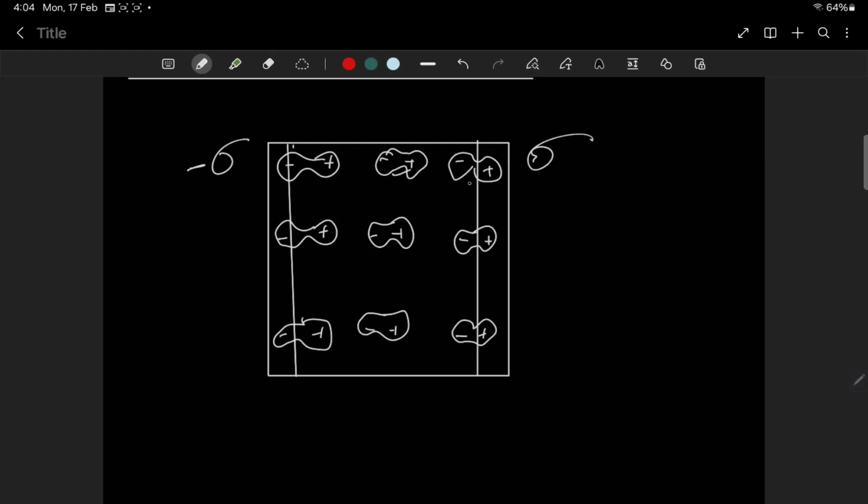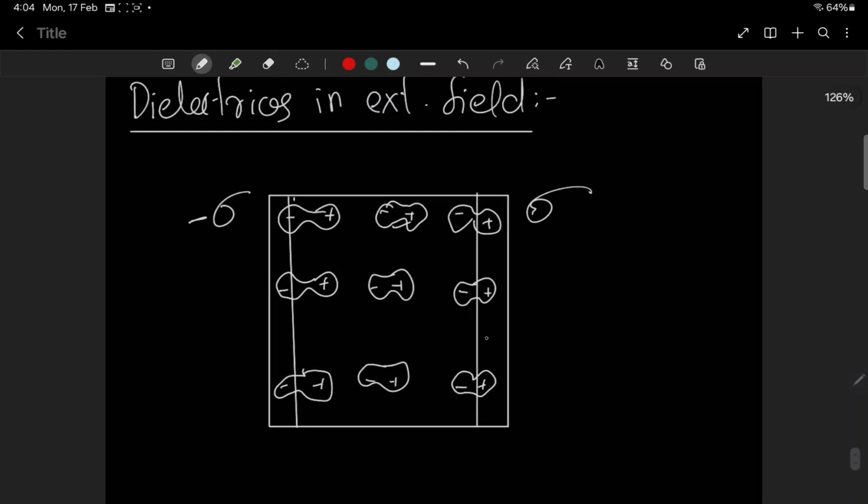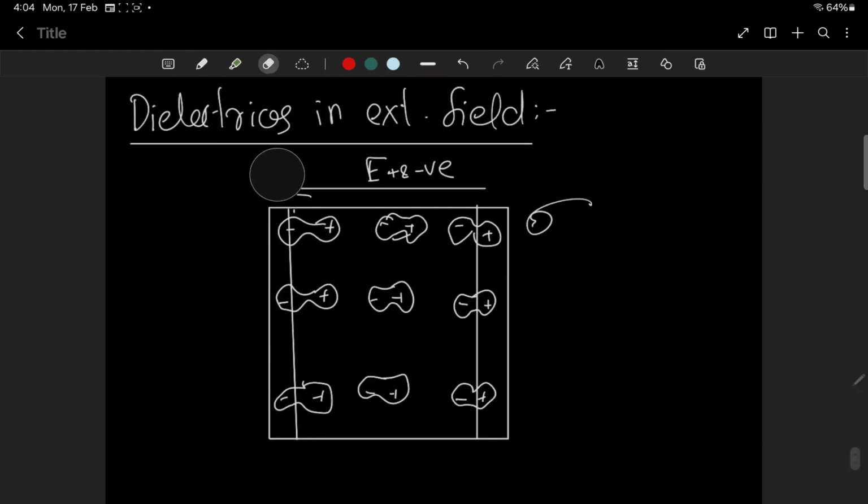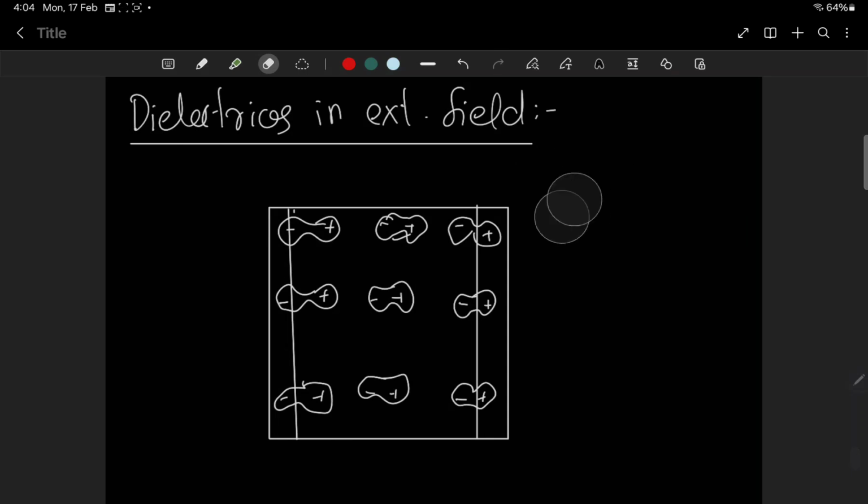You know that from this positive to this negative side, there will be a field that is created, a field due to positive and negative. No, before that, sorry. First of all, I kept a dielectric. I took a dielectric and I kept it in an external field, and the dipole orientation happened. This is the external field.